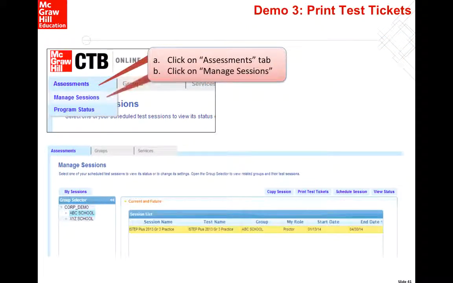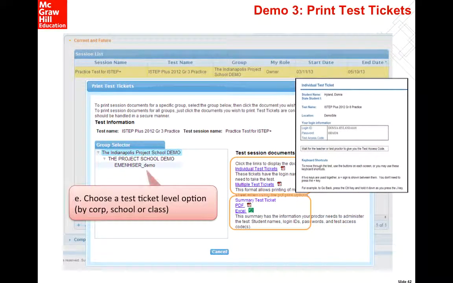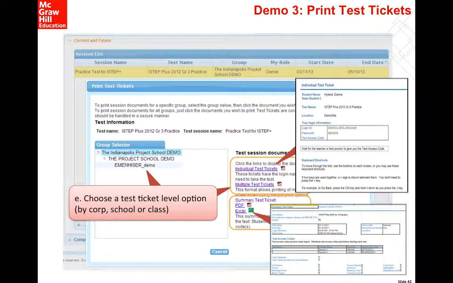To print the test tickets, click on the Assessments tab, click on Manage Sessions, click Print Test Tickets button, and click one time on that test session to highlight. Then choose a test ticket level option, whether you want to do it by corporation, school, or class, and then make determinations about what you need to have printed. I think most of you use the multiple test ticket format, and it's up to you to determine whether you want to have it 2 to a page, 4 to a page. You will also need that summary test ticket, which gives all of the test access codes.